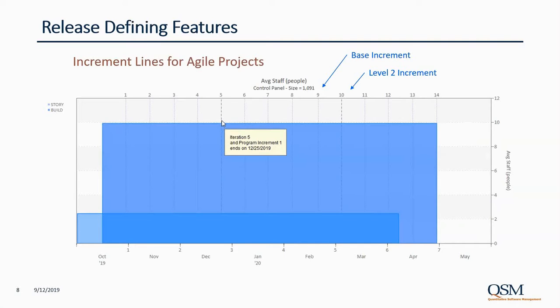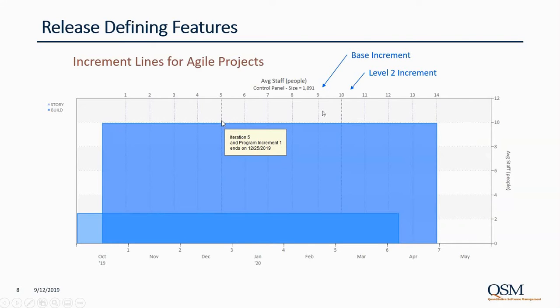You are looking at an average staff chart from SLIM Estimate, our estimating tool, and it shows the average staff on the y-axis and the calendar time on the x-axis. For this project, we have an average staff reaching a peak of 10 people. This could also show effort or cost as well.